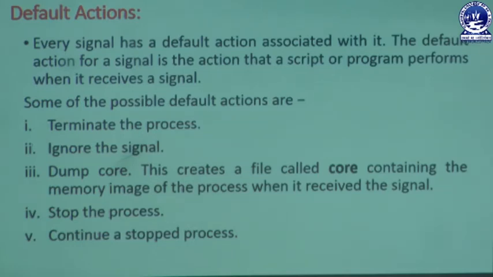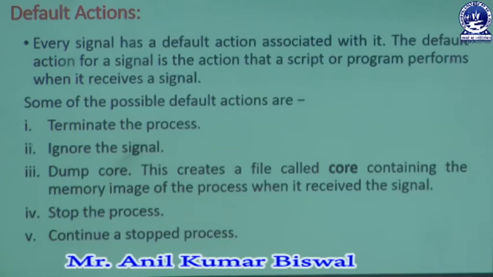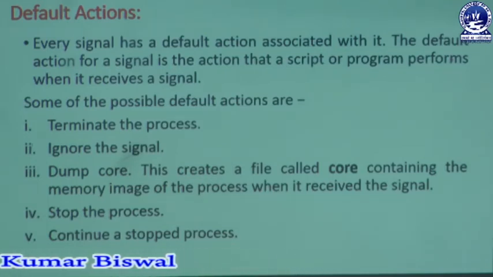We are learning here 5 types of default actions. The first one is terminate the process, the second is ignore the signal, the third is dump core, which creates a file called core containing the memory image of the process when it receives the signal. So these are some signal actions which are used in our Unix system.